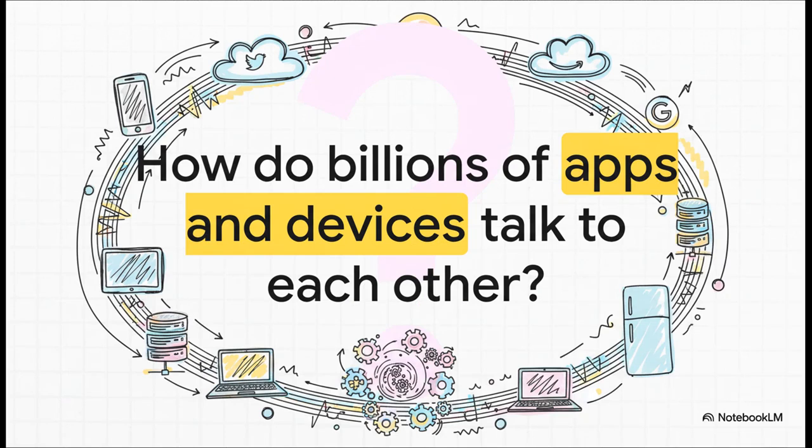Just think about it for a second. Your phone is talking to Twitter's servers. Your smart fridge might be pinging Amazon. Your web browser is constantly chatting with Google. How does this massive, kind of chaotic orchestra of technology not just completely fall apart?